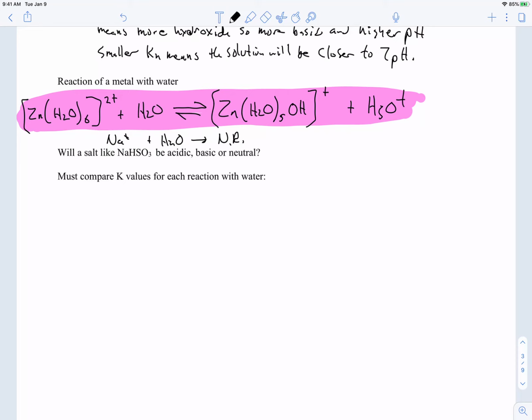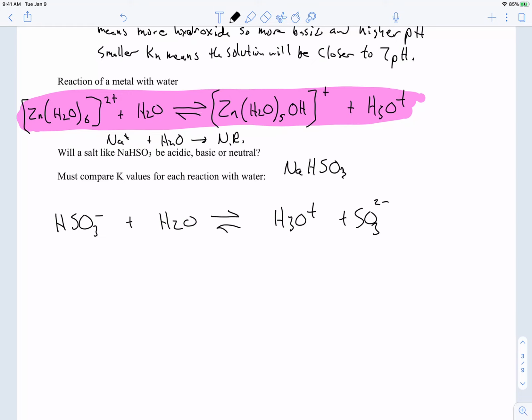Lastly, I would like to look at a situation perhaps where we put sodium bisulfite into water. Okay, so what will happen if I put this ion into water? Well, let me give you 2 possibilities. The hydrogen could go with the water and produce hydronium plus sulfite ions.